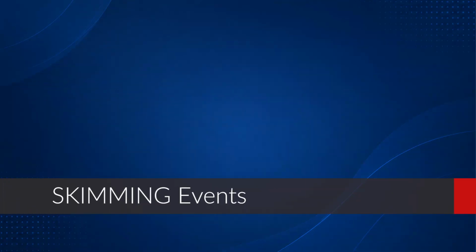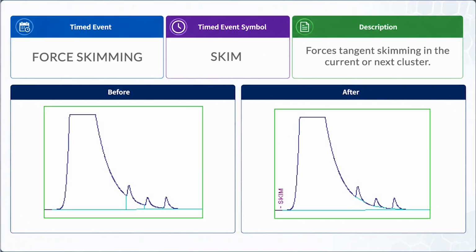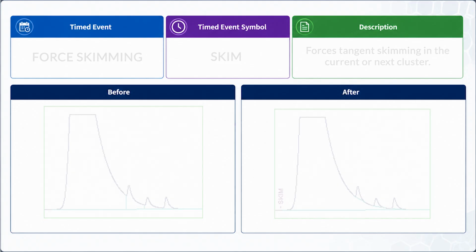Skimming events. SKIM skims riders from the next peak. This is used when a smaller peak is riding on the side of a larger peak, and the integration needs to separate the rider peak response from the main peak.